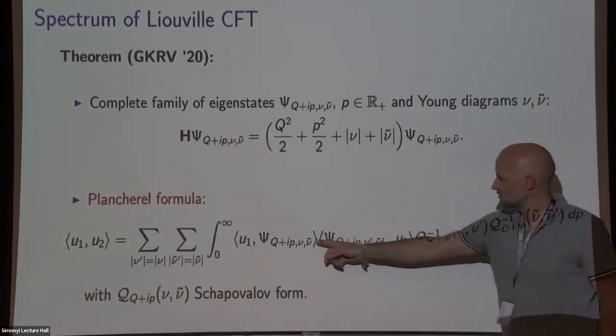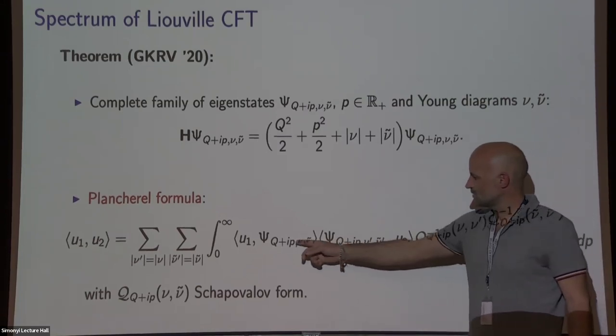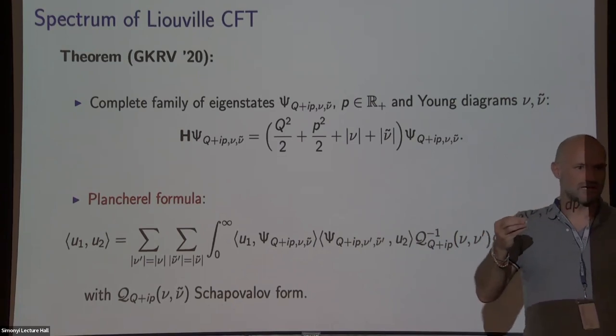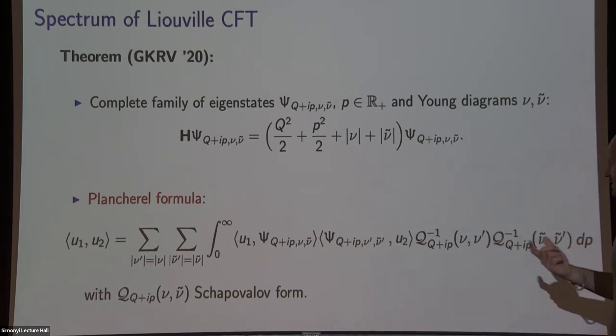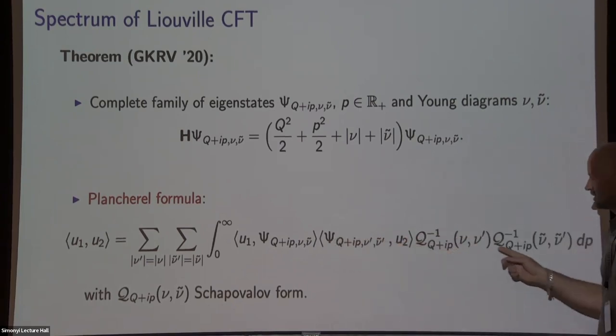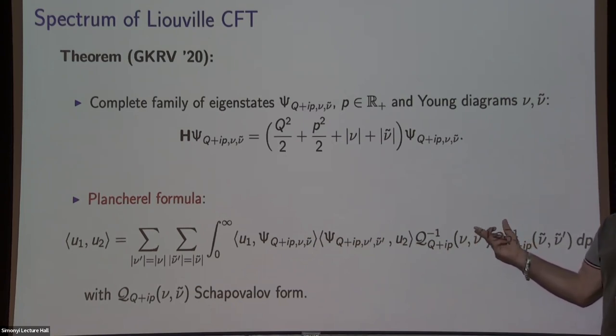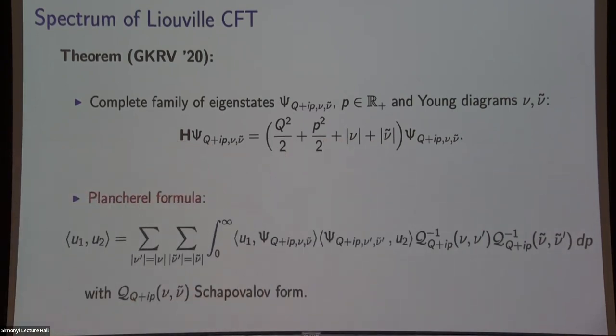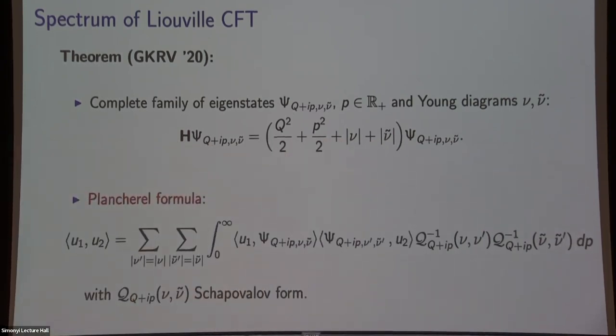Actually, this family is not orthogonal. For different p's these are orthogonal, but if you take the same p with different Young diagrams, they are not orthogonal, and these coefficients here are just Gram-Schmidt coefficients. This is called the Shapovalov form. You can compute this Shapovalov form only with the Virasoro algebra commutation relations.